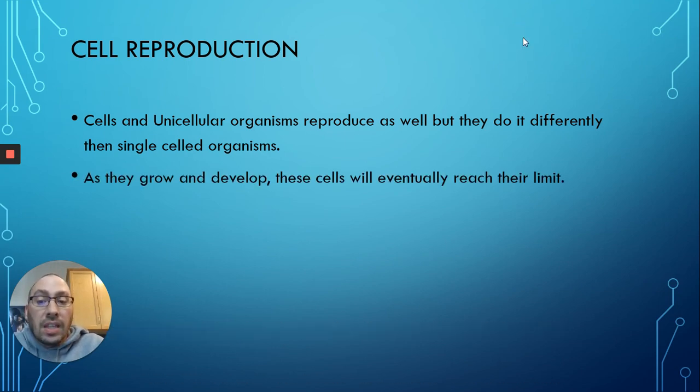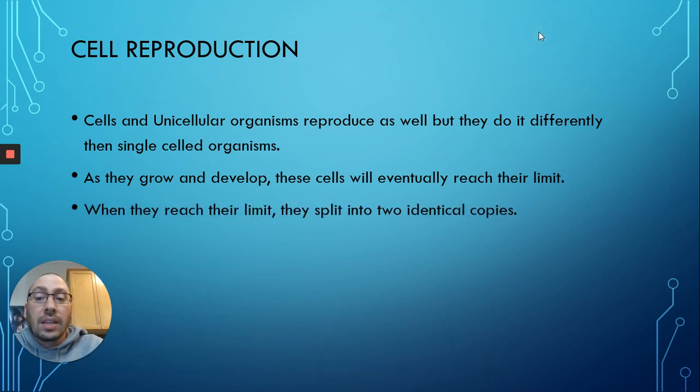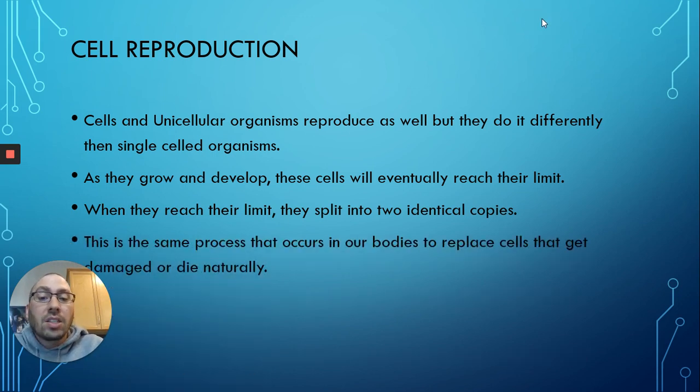As they grow and develop, these cells eventually get too big. They don't end up just getting fatter and fatter, taller and taller, bigger and bigger. They get to a certain size and they stop growing. Once they reach their limit, they split into two identical copies. This is the process that occurs in our bodies. It's happening right now, replacing all the cells that die naturally, as well as any cells that get hurt. You cut yourself, it's replacing your skin cells.